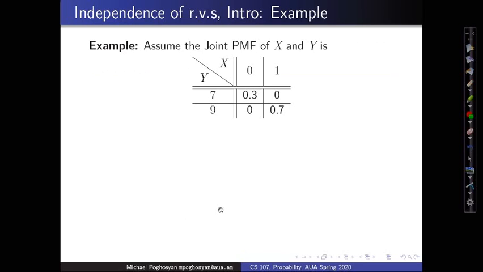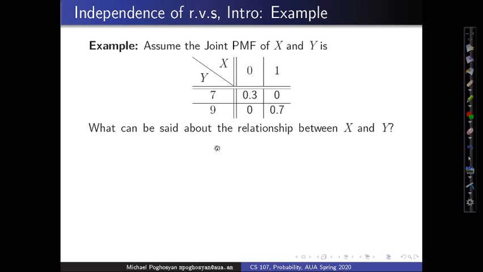Discrete cases. Example: assume that the joint PMF of x and y is given through this table. x is taking values 0 and 1, y is taking values 7 and 9, and the probabilities are 0.3 for x 0, y 7, etc. So we have this table: 0.3, 0, 0, 0.7. What can be said about the relationship between x and y?